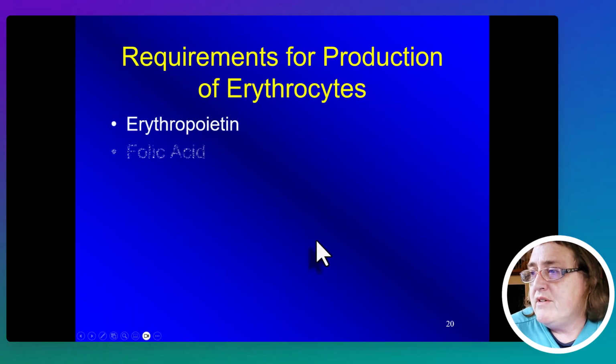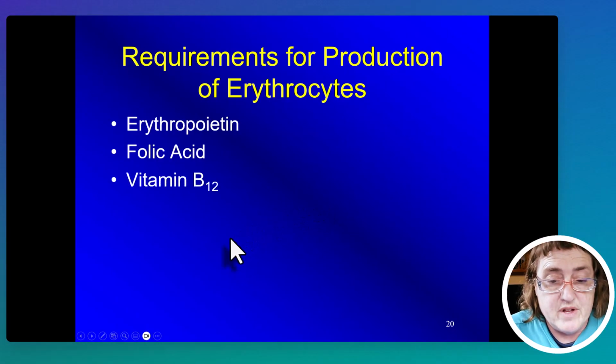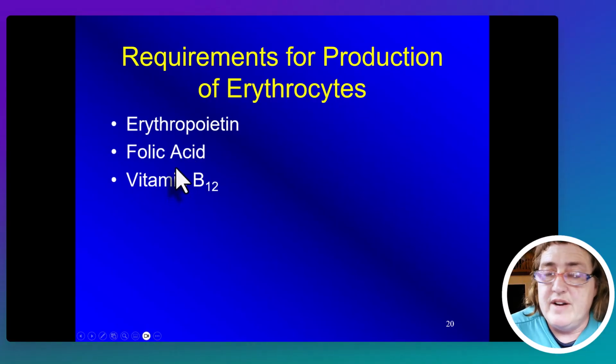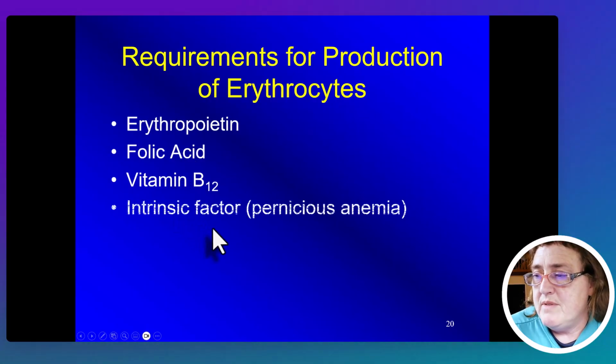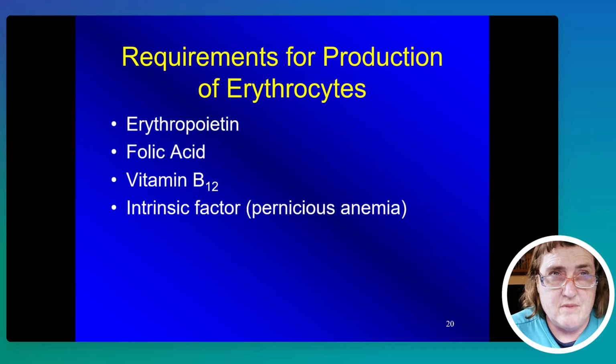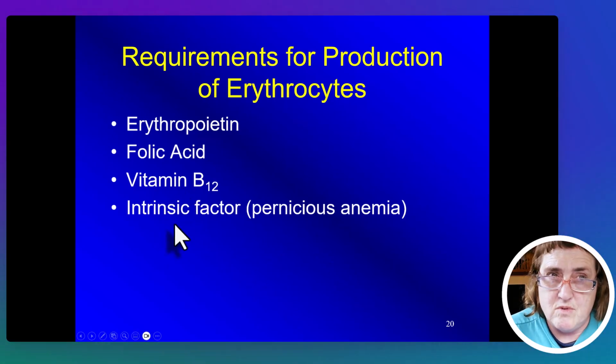So what do you need in order to make red blood cells besides the erythropoietin? You need folic acid, found in green leafy vegetables, and you need vitamin B12, only found in animal products. So eat those vegetables and drink some milk or eat some meat or eggs because you need both of those. Vitamin B12 is absorbed only when it's bound to intrinsic factor, which is made in the stomach, and there are people that don't make intrinsic factor or don't make enough of it, and so even though they might consume vitamin B12, it's not absorbed.